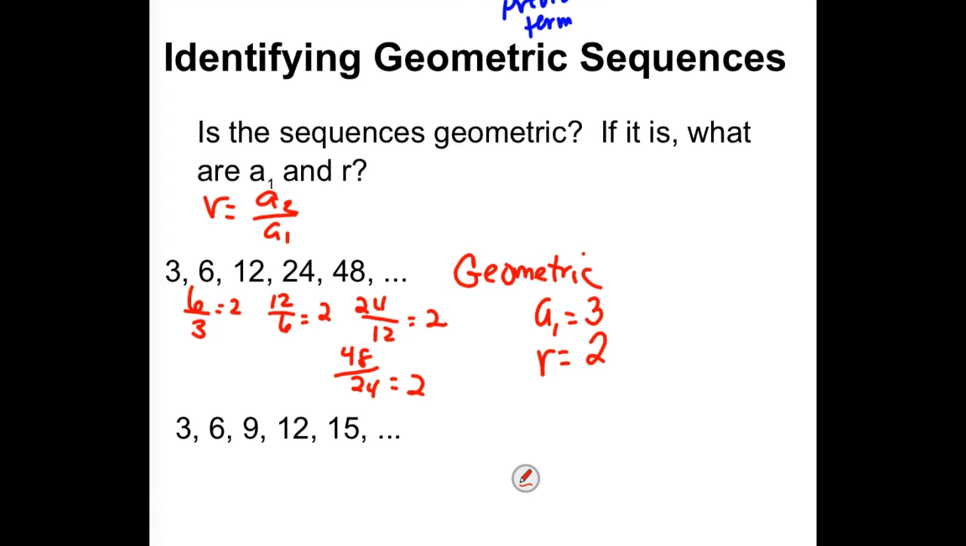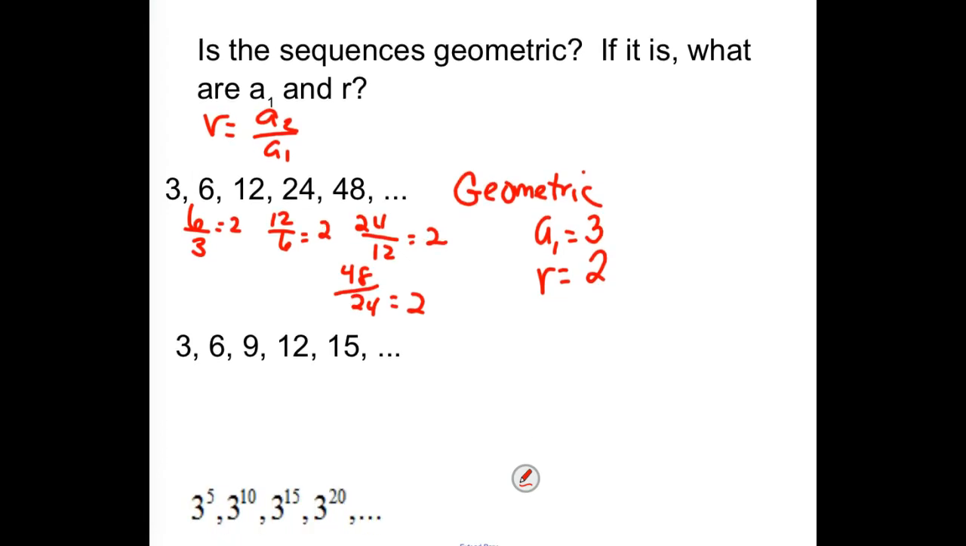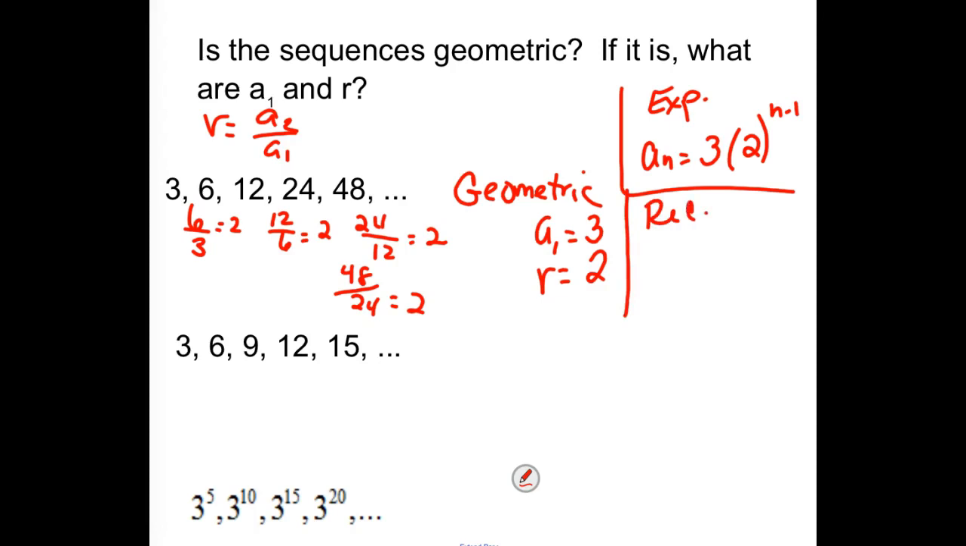Could I write a formula for it if I know those two things? Yes. If I'm going to write it explicitly, a sub n equals my first term times my R value to the n minus 1 power. If I want to write it recursively, I state the first term, and then I say the nth term is the previous number multiplied by 2.